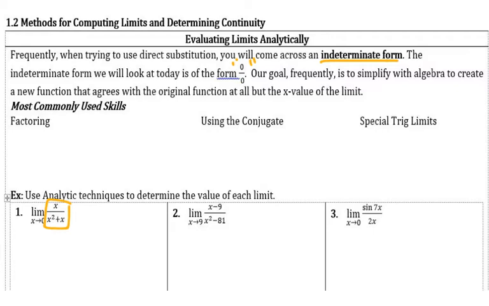The first one is factoring. Can we factor the numerator and the denominator? And by doing that, do we then simplify to something that we can use direct substitution on? So that's sort of the first strategy.